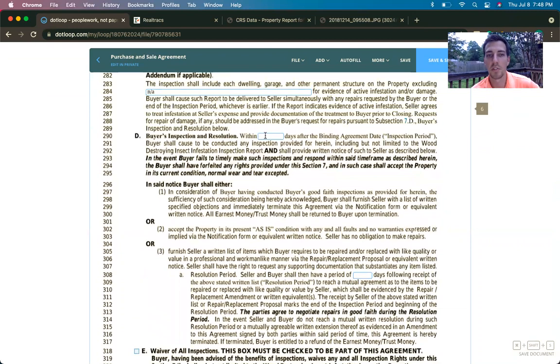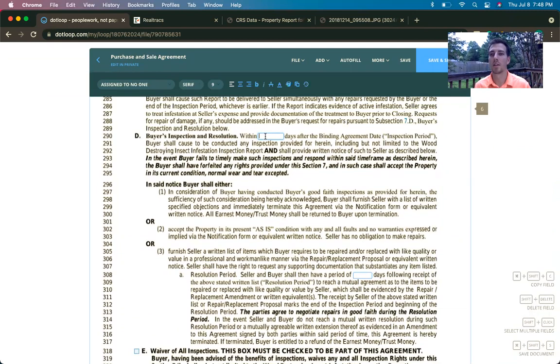Okay, so here's where you say how many days you want to do your inspections. Typically I've seen 10 to 15 days. Some buyers writing an offer want it to be more attractive to the seller, so they'll lower this and put like 5 days. So give yourself some timing. You'll have all your inspections done within that 10-day period.